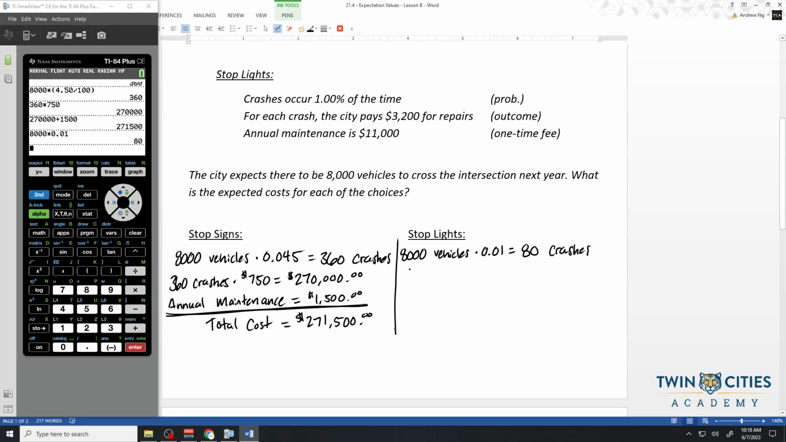Now, with those 80 crashes, though, it's a much higher repair cost. So I've got 80 crashes times, for each one on average, $3,200 for repairs. So I'm going to take this 80 and multiply by 3,200. This is 256,000.